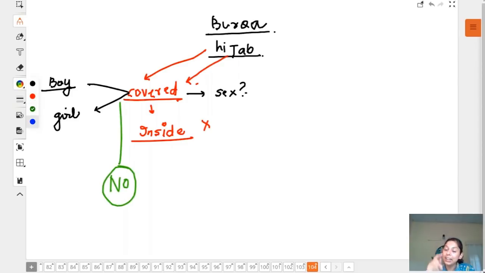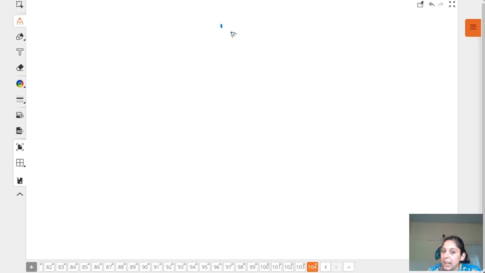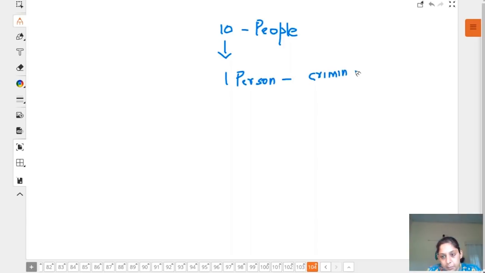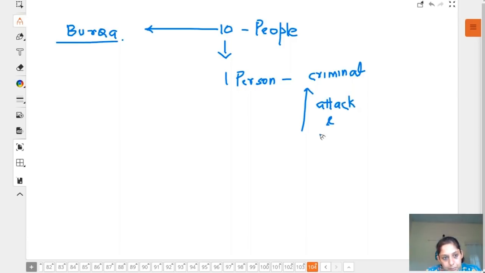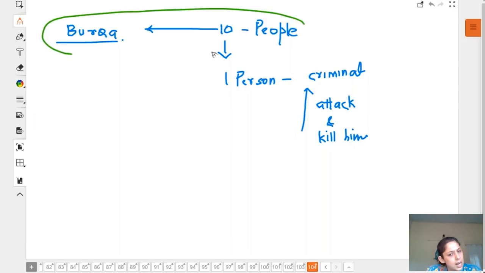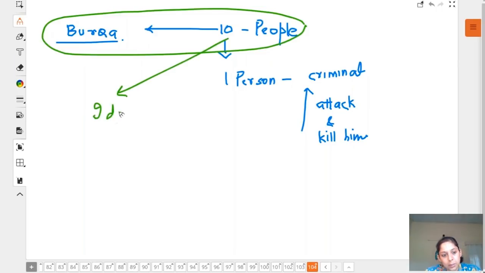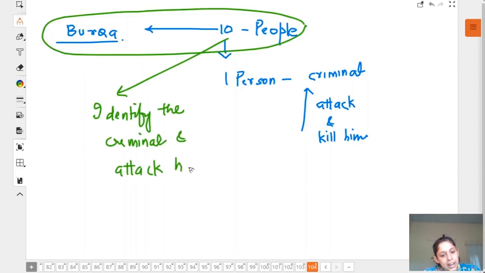So if you can't find out and you have to identify, let's make it more interesting. Suppose there are 10 people and out of them one person is a criminal. You want to find them out, but all 10 people are wearing burqa. And this one criminal, you want to attack him and kill him. But all 10 of them are wearing burqa. Answer a simple question. Will you be able to identify the criminal and attack him?